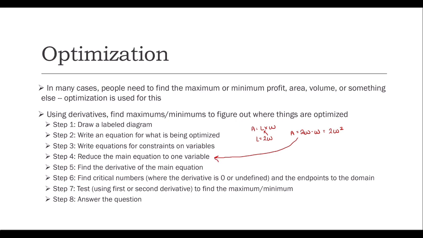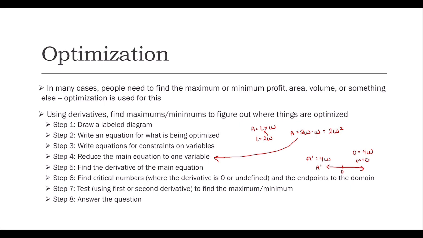Then you would find the derivative of that equation and find critical numbers where the derivative is 0 or undefined, and you would also check the endpoints of the domain. So here our derivative would be 4w, and that equals 0 if w equals 0. So we could draw a line for our derivative, a prime. We have a 0 when our width is 0.